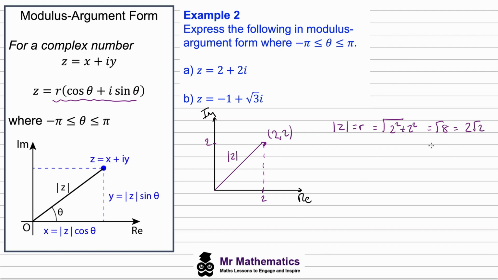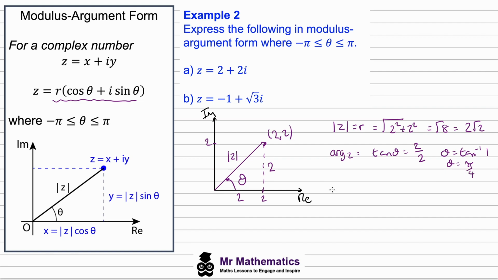And to work out the argument of z, well, this will be theta, so the angle going anti-clockwise from a real axis. So the tan of theta will be the opposite, which is 2, over the adjacent, which is also 2. So this will be theta is the arctan of 1. So theta will be pi over 4.